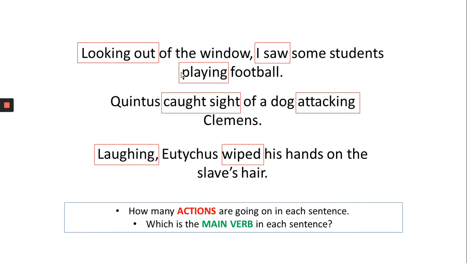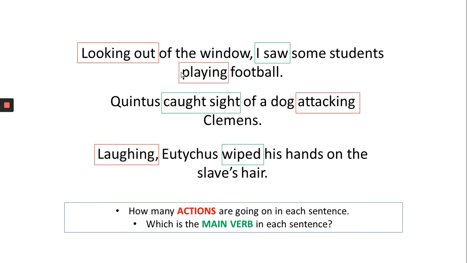Take another look at this first sentence. Which of these three actions is the main one? It's I saw. What then are the other two? Why do you think they've been included? Now take another look at the second sentence. Can you find the main verb here? It's caught sight. And in the third sentence, the main verb here is wiped. What we'll be exploring today are actions in a sentence that aren't the main verb.